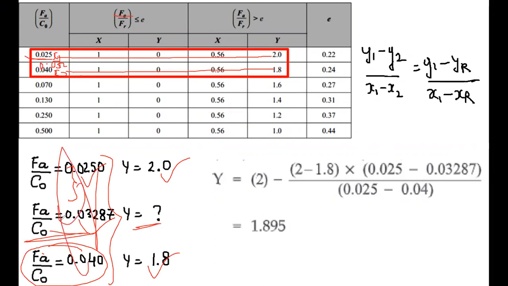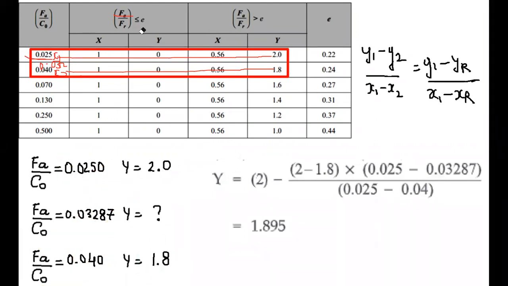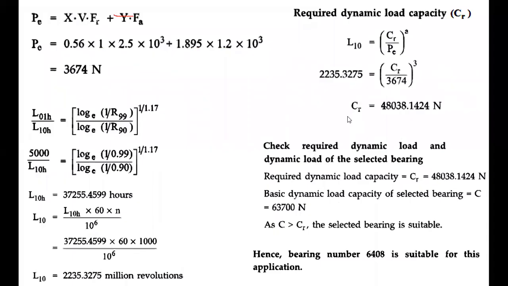Now, very quickly, you just have to call this x1, then this will become y1. This is xr, then you have to find out yr. This is x2, then this is y2. Put down all these values in this: (y1 minus y2) upon (x1 minus x2) is (y1 minus yr) upon (x1 minus xr). This is our interpolation formula. Once you put down the values properly, like I have done, you will get the value of yr, or Y, in front of 0.03287, which is 1.895.